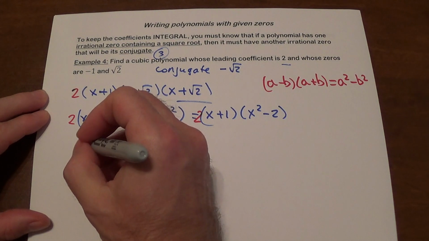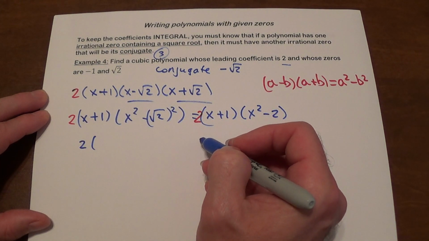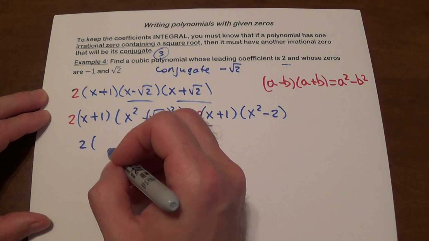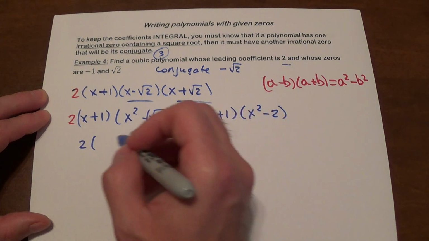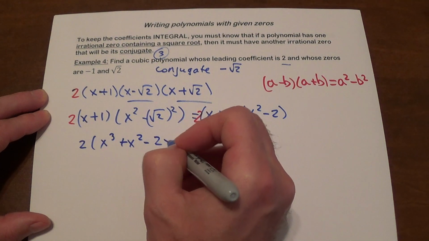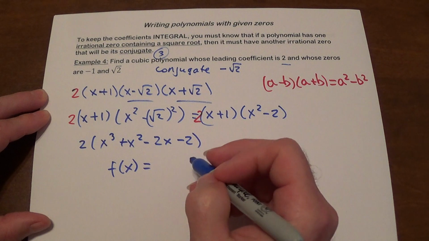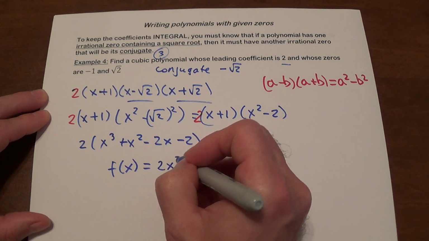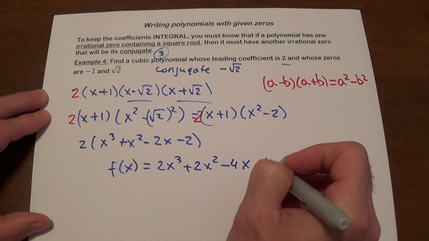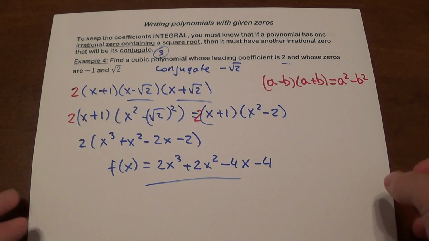Okay, so we're going to keep the 2 for now. We're only going to multiply by 2 when we had a problem like the previous one, when it helps us to get rid of fractions. Otherwise, we're just going to multiply at the very end. So these 2 FOILed will give you x cubed plus x squared minus 2x minus 2. And we finally distribute the 2, and our polynomial function is going to be 2x cubed plus 2x squared minus 4x minus 4. All right? Okay.